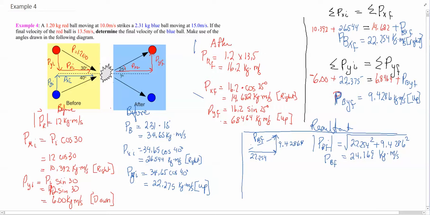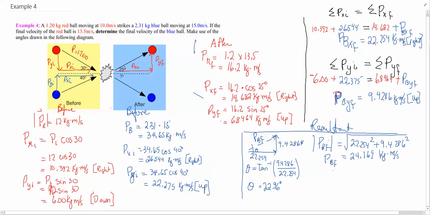To get our angle here going up, we use again the inverse tangent as we've been using before. We use the opposite, which is 9.4286, divided by 22.254. That gives us an angle of 22.96 degrees.